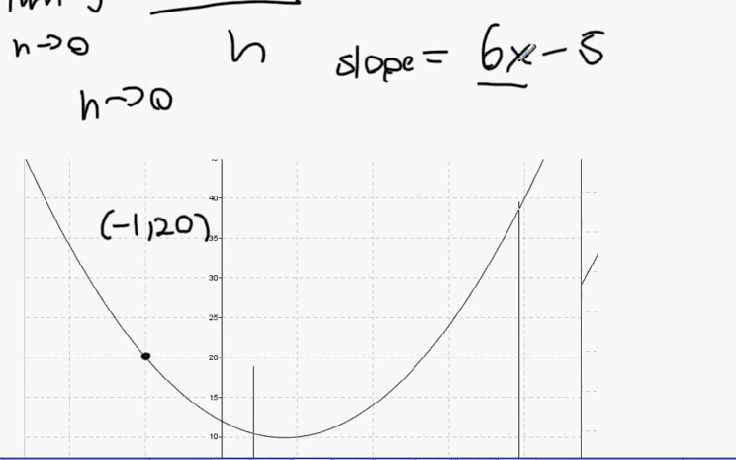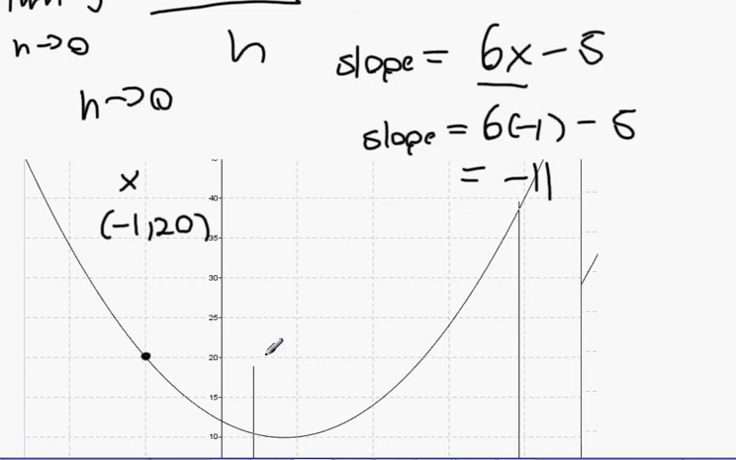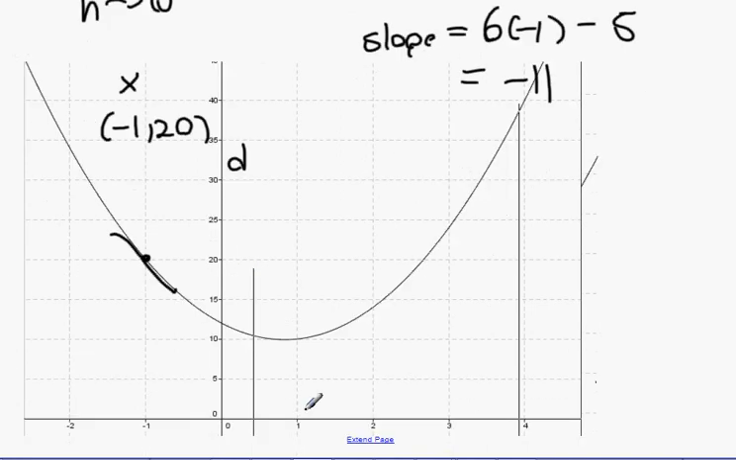Now, if I want to find the slope, it's the first derivative. The slope is 6x minus 5. Now, what is the x value then? The x value is minus 1. The slope of this line is going to be 6 times minus 1, minus 5. The slope is minus 11. This means that this graph is changing at minus 11. If this was distance and the x-axis was time, it would be changing at minus 11 meters per second.